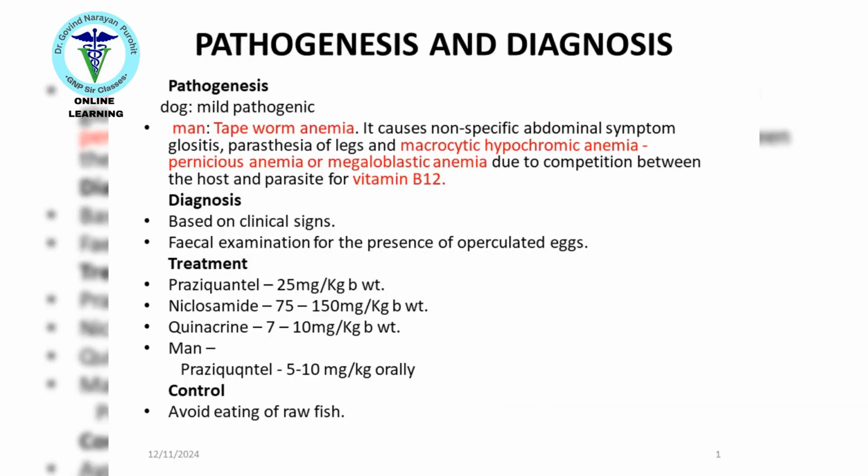Pathogenesis of Diphyllobothrium latum includes mild pathogenicity in dogs and more severe effects in humans, such as tapeworm anemia. This condition can lead to nonspecific abdominal symptoms, glossitis, and macrocytic hypochromic anemia due to vitamin B12 deficiency. Diagnosis is based on clinical signs and fecal examination for eggs. Treatment options include praziquantel, niclosamide, and quinacrine. Preventative measures include avoiding the consumption of raw fish.